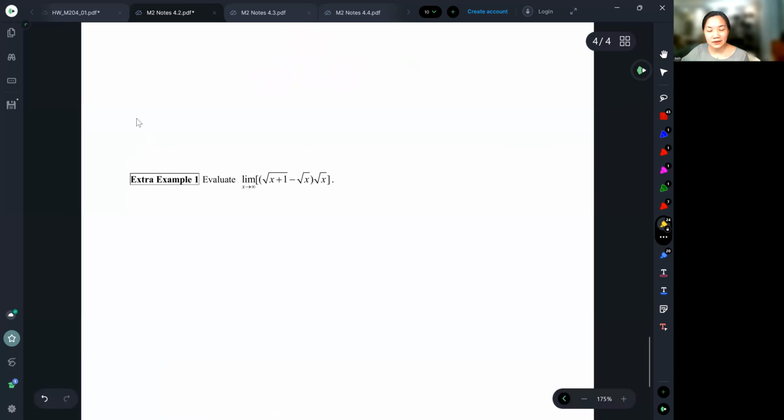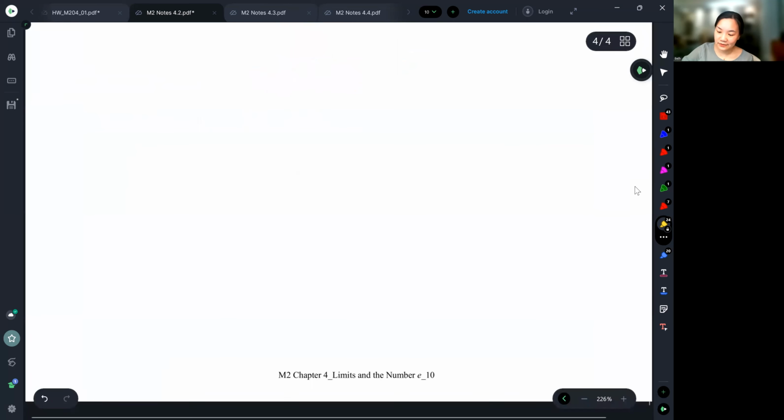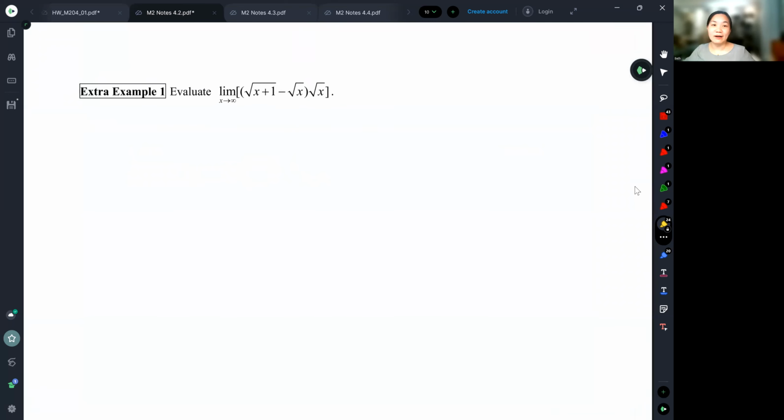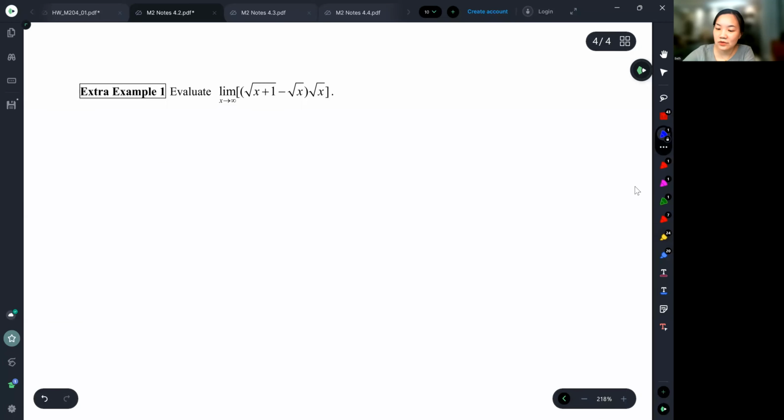Extra example. Now, extra example, it's a similar idea. It's just more thirds. Okay, more thirds. Now, if you have this question, what will you do? You will multiply the conjugate, which is just the conjugate of this.